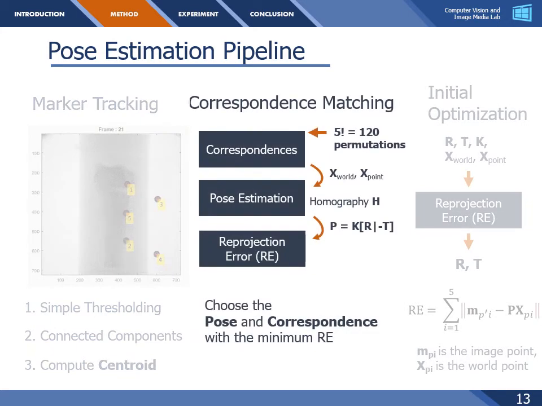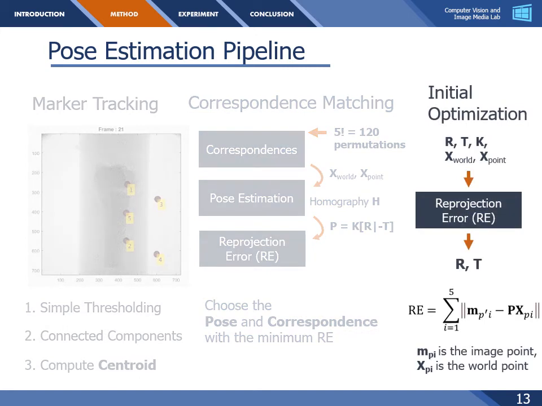The correspondence of these markers is then established by considering all 120 permutations and calculating the reprojection error from the camera matrix obtained by decomposing the homography in each case. The pose and correspondence with minimum reprojection error is considered the correct one. Thereafter, the pose, namely rotation and translation, is further optimized using the reprojection error of marker points in the given frame.